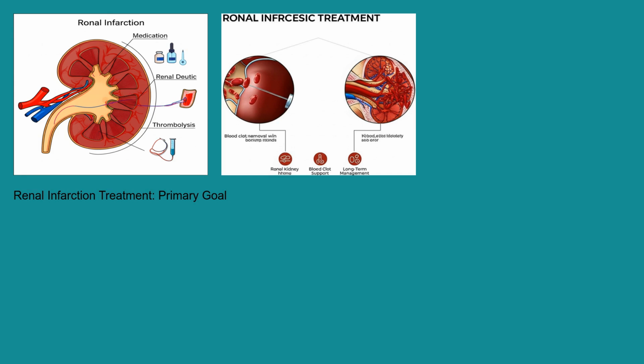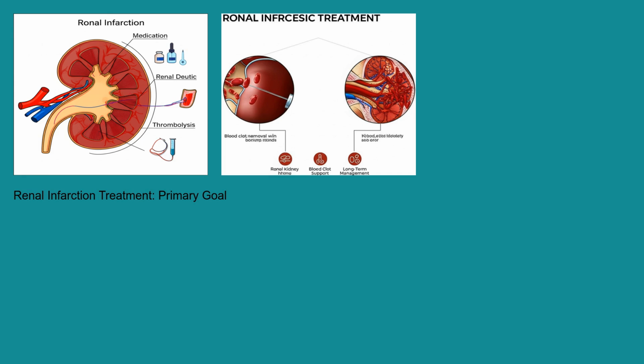The primary goal of treatment for renal infarction is to restore blood flow to the kidney as quickly as possible. This is usually achieved through the use of anticoagulant medications, such as heparin or warfarin, which help to prevent further clot formation and allow the body to naturally dissolve the existing clot. In some cases, more aggressive interventions may be necessary.